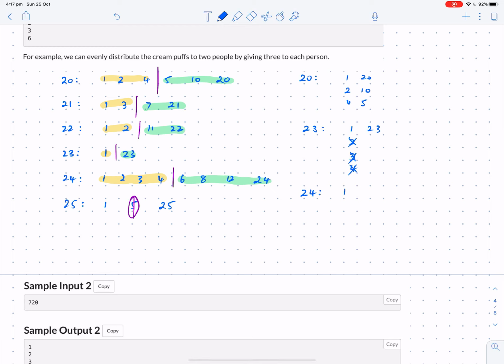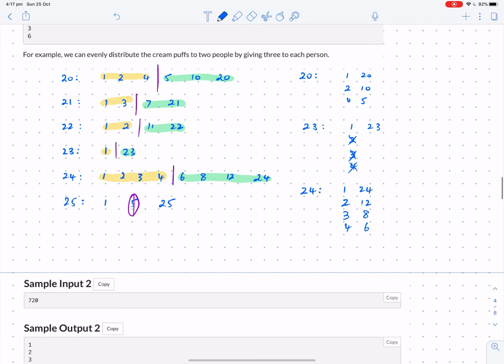24. 1 and 24. Okay, the square root is nearly 5, but it's not 5, right? We'll stop at 4. Or we could stop at 5. I don't care. 1 and 24. 2 and 12. 3 and 8. 4 and 6. Well, let's say we'll stop at 5 to be safe. 5 and, well, doesn't go, and we stop. And we've got all the factors of 24, right?